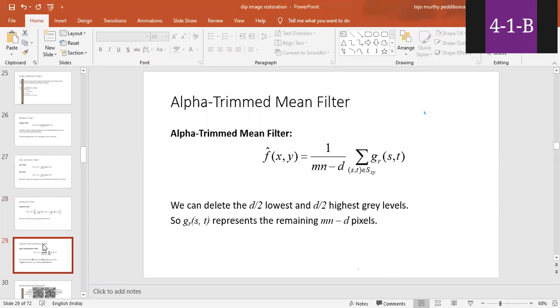Alpha-trimmed mean filter. It is almost similar, but here an extra term is there, 1 by mn minus d. So d is some value. g_r of s,t, everything is the same, but this is the trimmed mean filter. Instead of 1 by mn, we have 1 by mn minus d.